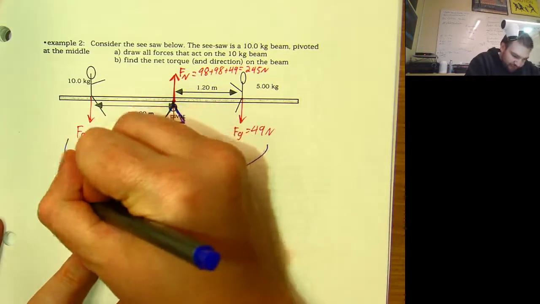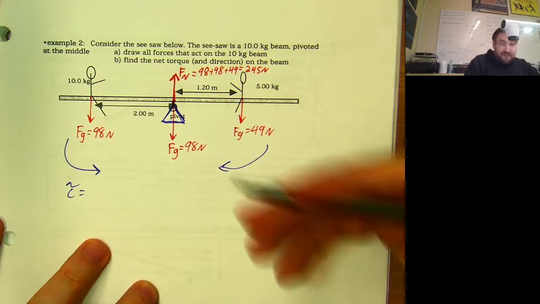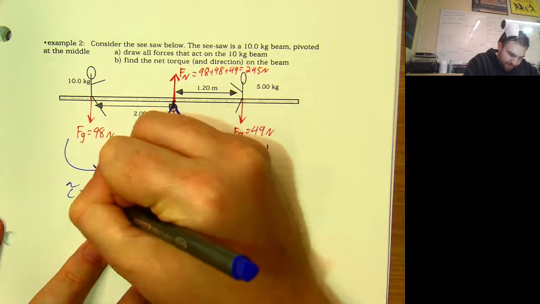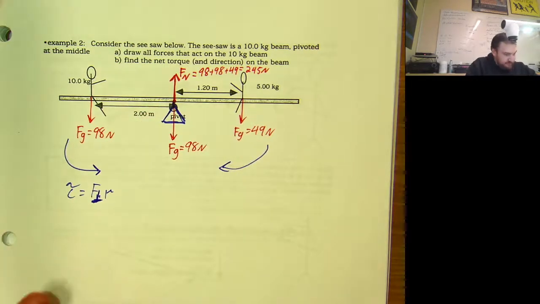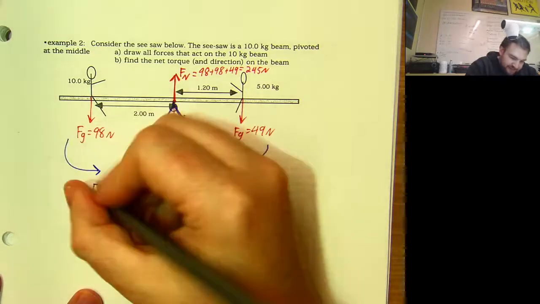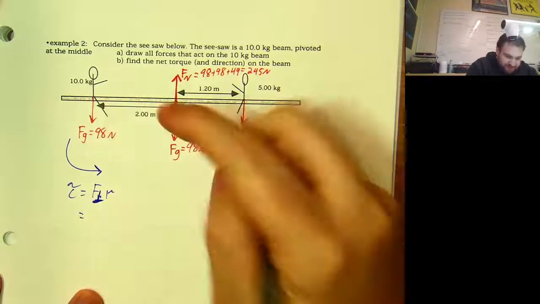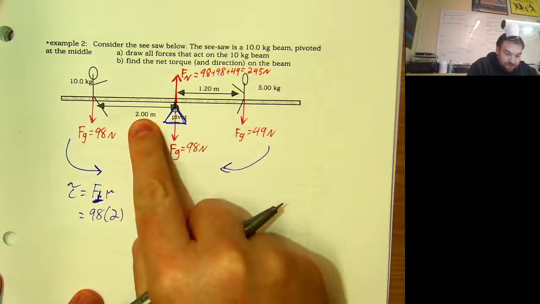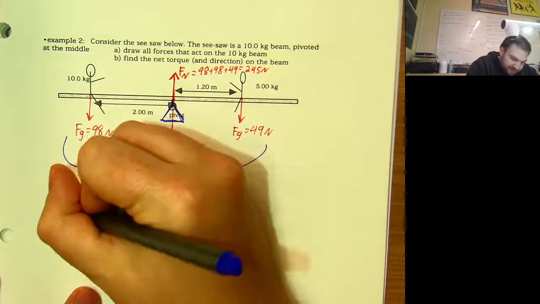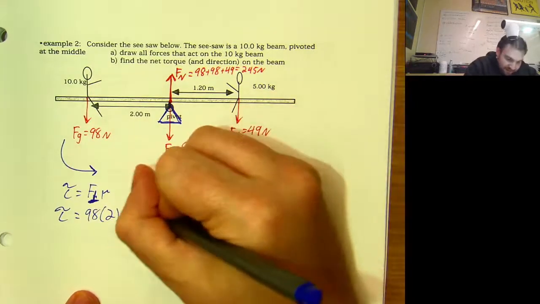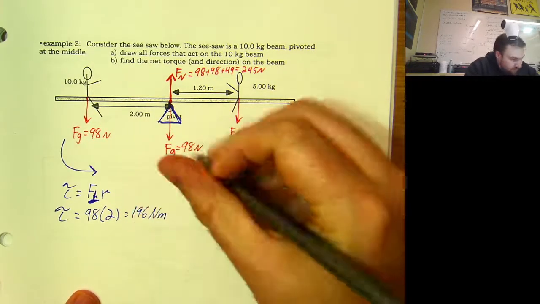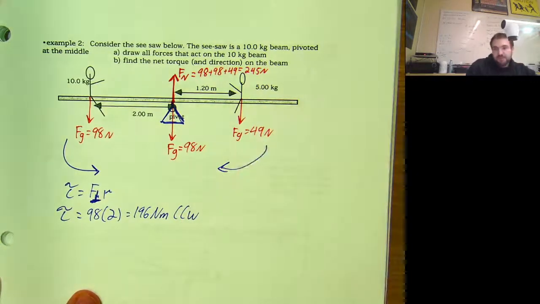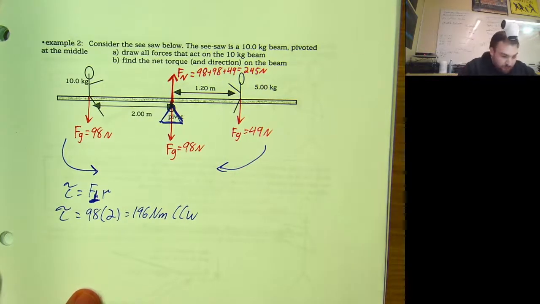Now this torque, just like we had F net equals ma, we're going to set up torque equals F perpendicular r. My force is 98, and it is perpendicular because it's straight down and my seesaw is horizontal. So that's 98 times the distance to the pivot, which is 2 meters. So my torque is 196 Newton meters, and this way is counterclockwise. There's my direction.